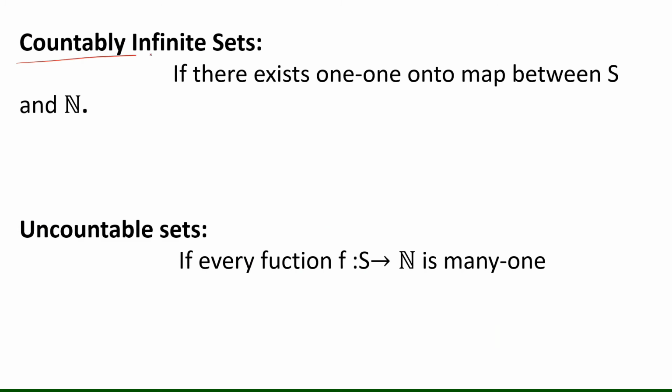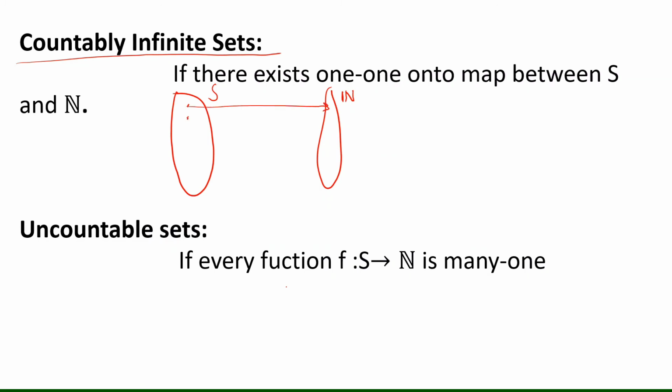Let's see what is a countably infinite set. So if there exists a one-one onto map between S and N, then S is countably infinite. So suppose you have S and you have N and every element is connected to exactly one element of N, then since N has infinitely many elements which are countable, 1, 2, 3, and hence S would be a countably infinite set. Now in simple language, when you can tell what is the next element after every element, that set would be a countably infinite set.